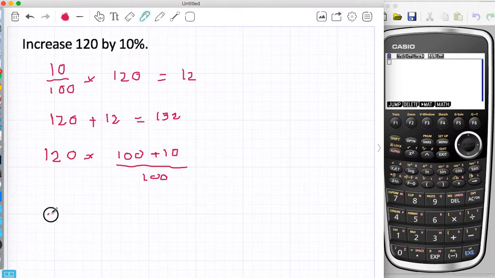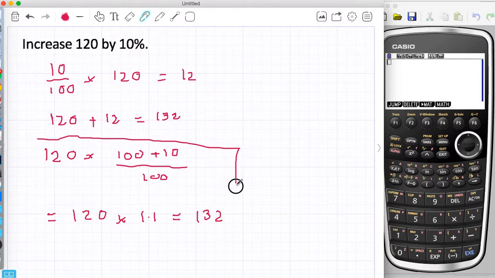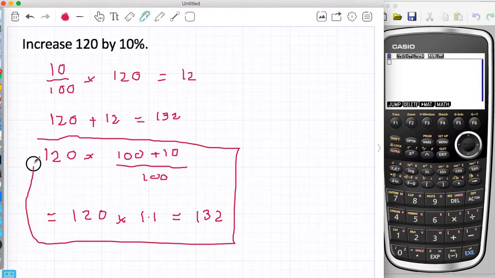Now, what we've actually got is something called the multiplying factor. So 100 plus 10 divided by 100 is 1.1, and this is called the multiplying factor. And if we do this on the calculator, it gets us straight to 132. When you get into this, this is a much quicker way of working out percentage increase. So it's 100 add 10 because I had a 10% increase.